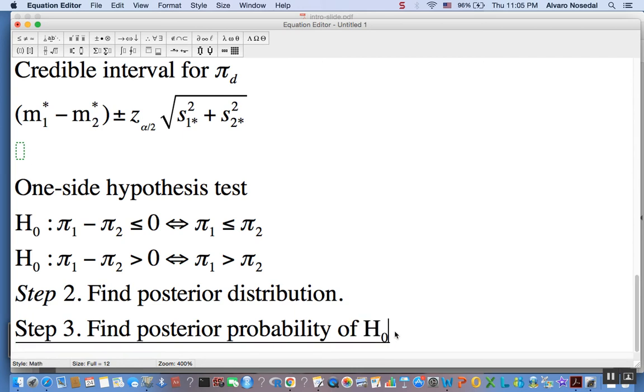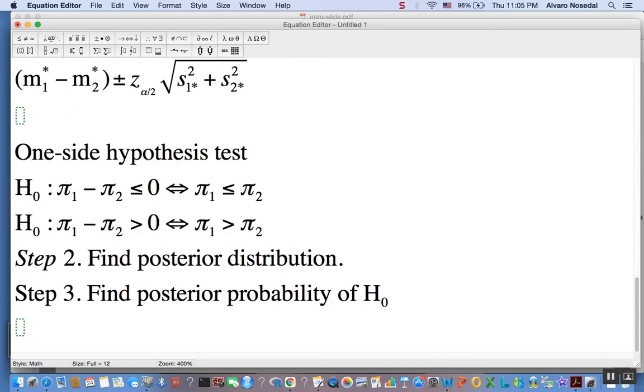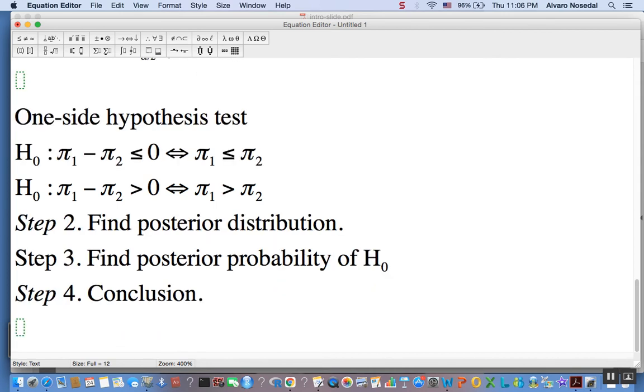If that posterior probability is small compared to the significance level, you reject. So step 4 is just the same as before: conclusion.